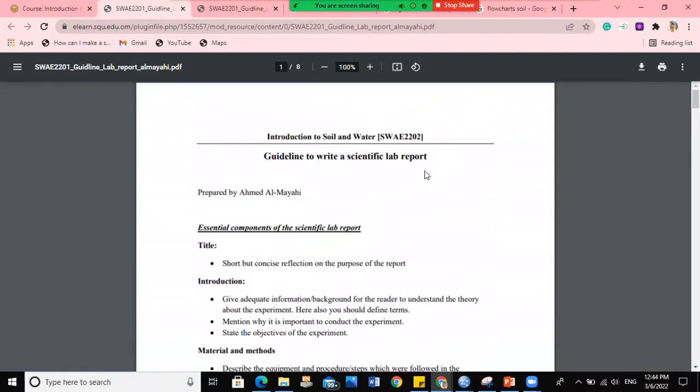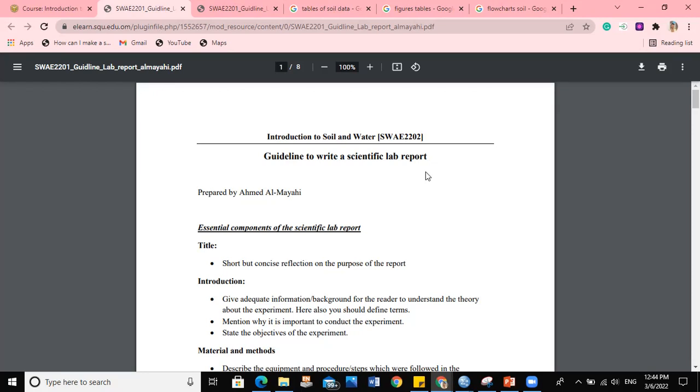So what is a lab report? When you do an experiment, you always have to communicate and present your result. One way of doing this, explaining how the experiment was done, giving background and summarizing the result, is through writing a lab report.